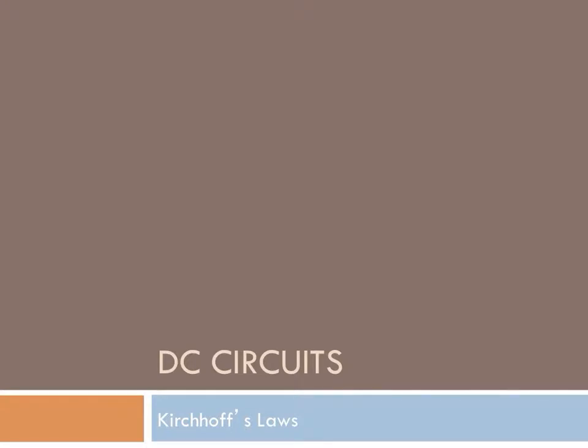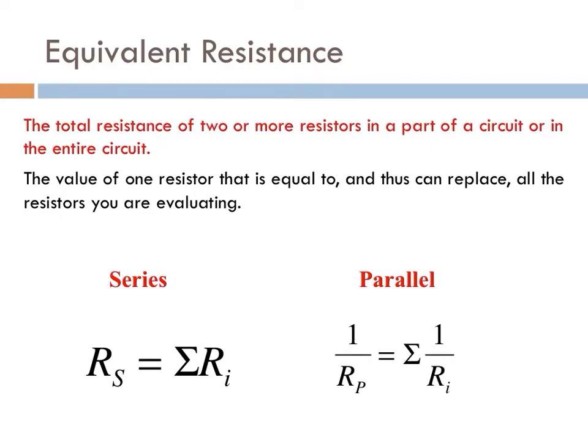This video covers Kirchhoff's laws. So now we're getting into the real circuits. This first part is called equivalent resistance. This means that the total resistance of two or more resistors in a part of a circuit or in the entire circuit can be replaced with an equivalent resistor. Again, I can take these two out and replace it, and everything else would stay exactly the same.